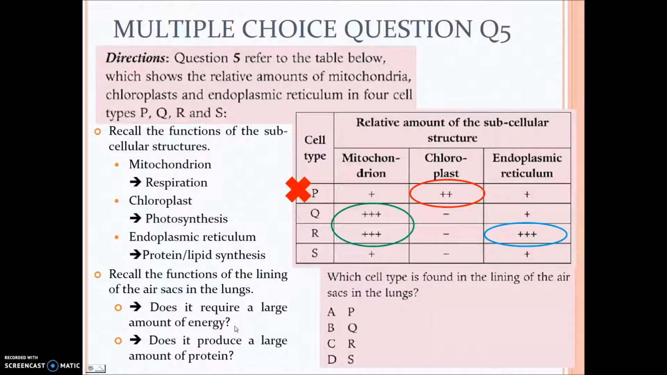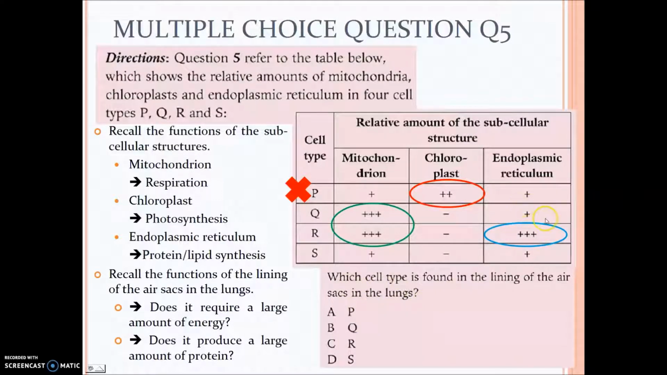If it really requires a large amount of energy, that means the cells should contain a large amount of mitochondria. But the point is that the gaseous exchange, probably the oxygen and the carbon dioxide, move across the epithelium just by diffusion. So whether they need a large amount of energy, you need to think about it.